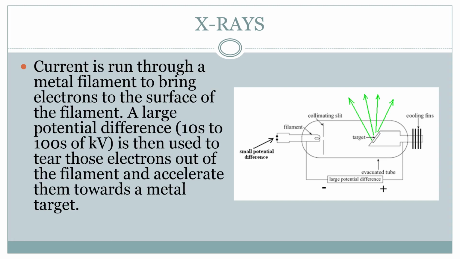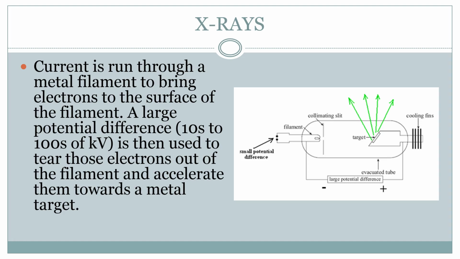So on the left-hand side here, we have a metal filament through which a current is run at low voltage, and the purpose of this is to bring those electrons to the surface of the filament. Now, in this way, it's very similar to the Teltron tube you've been using in class. Once the electrons come to the surface, a large potential difference is placed across the 2 ends of the tube. The filament is held at a negative potential, and the target, where these electrons are going to collide and produce X-rays, is held at a positive potential.